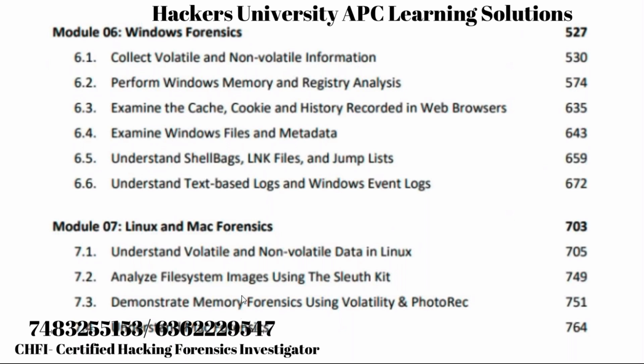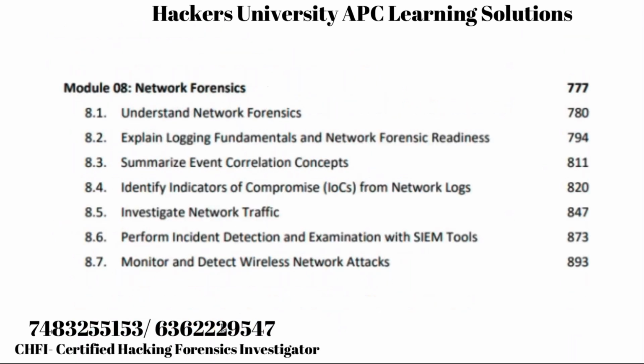Then analyze file system images. Then we'll use Sleuth Kit again and demonstrate memory forensics using Volatility and PhotoRec. Understand Mac forensics. Then we will jump into network forensics after operating system forensics. So we'll understand what network forensics is. Then it will explain the logging fundamentals and network forensic readiness, event correlation concepts, and how to identify indicators of compromise.